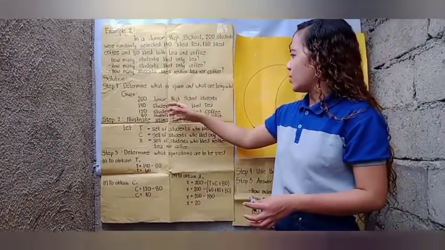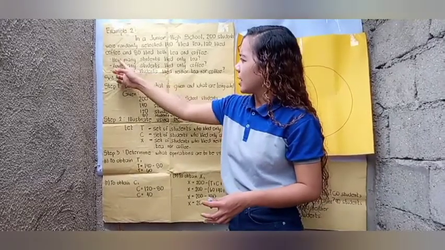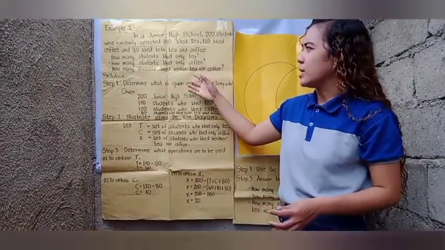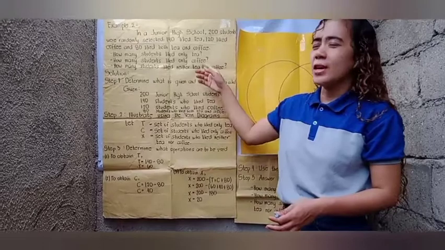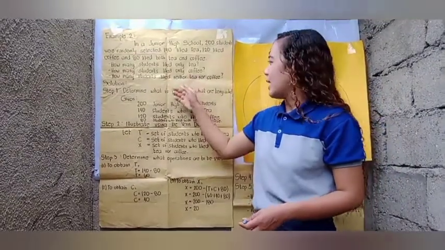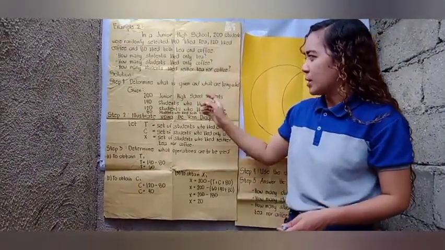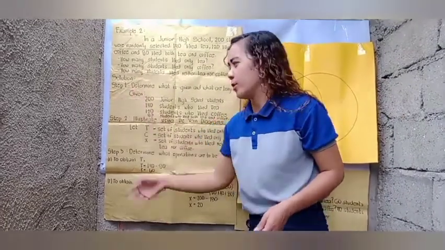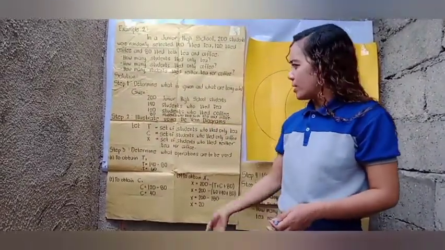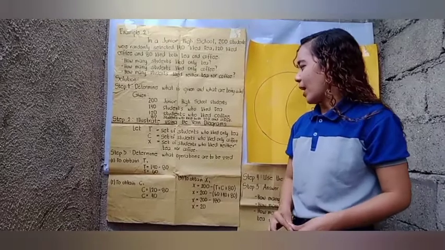And then, the questions being asked is here: how many students like only tea, how many students like only coffee, and how many students like neither tea nor coffee. So, nasagutan na natin ang step number 1. Proceed tayo sa step number 2. Step number 2, illustrate using Venn diagram.